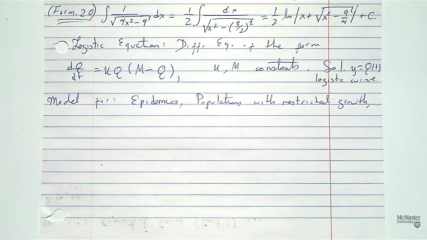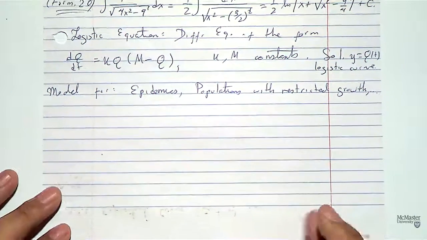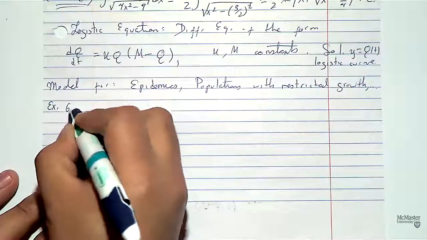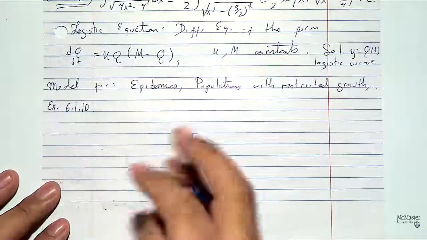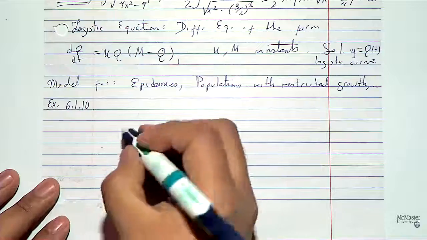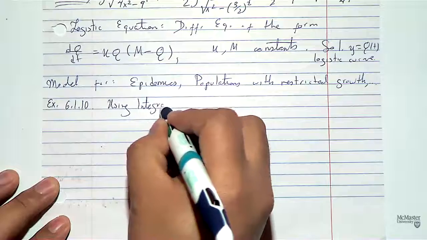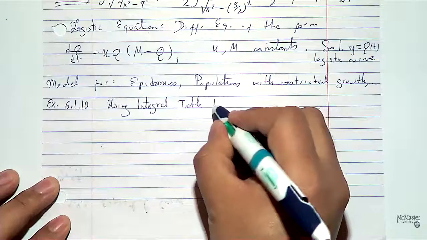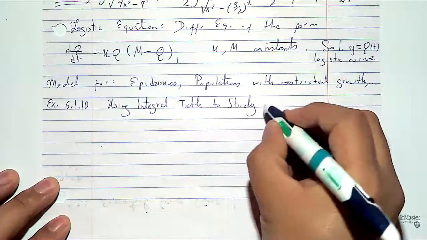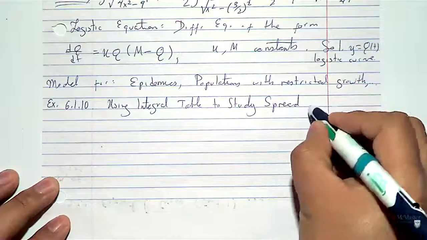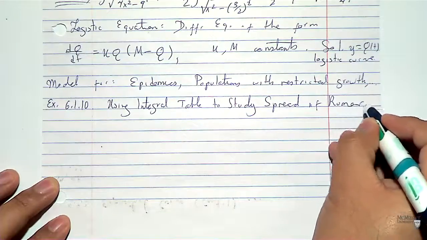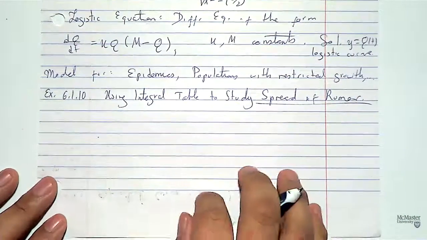In fact, all populations have restricted growth. You cannot have infinite resources, that is clear. Otherwise, at some point you would deplete the resources, talking about bacteria, for example. So the exercise is basically to use a logistic model for the propagation of a gossip. So use a logistic to study the spread of a rumor.